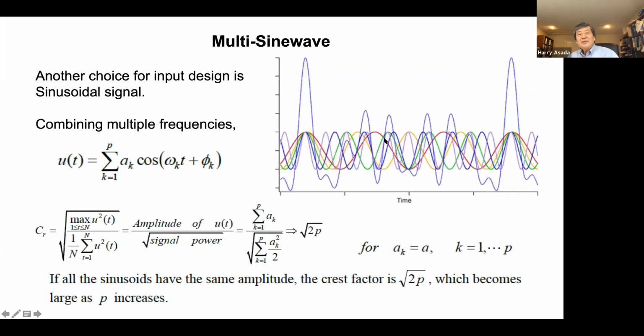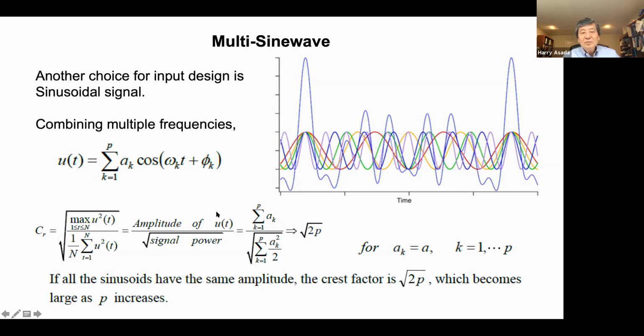Another thing is, it's natural to think about some sine waves, right? So a multi-sine wave, if you put together multiple frequency components like this, in this case frequency omega 1 to omega p, superimposed with the phase angle phi k and then amplitude ak, right? Let's compute the crest factor of this: the maximum amplitude of u(t) divided by the square root of the signal power.